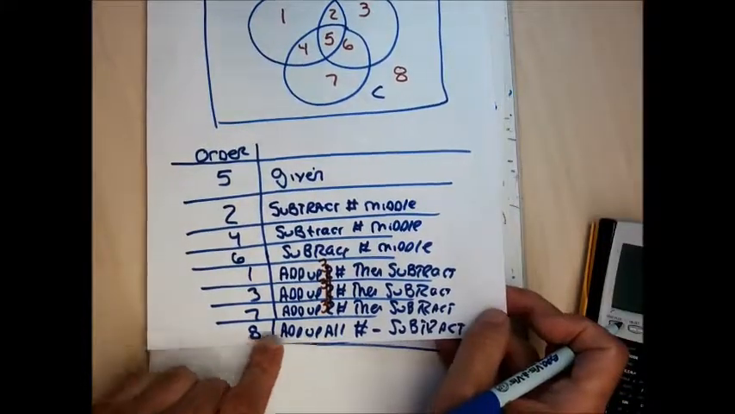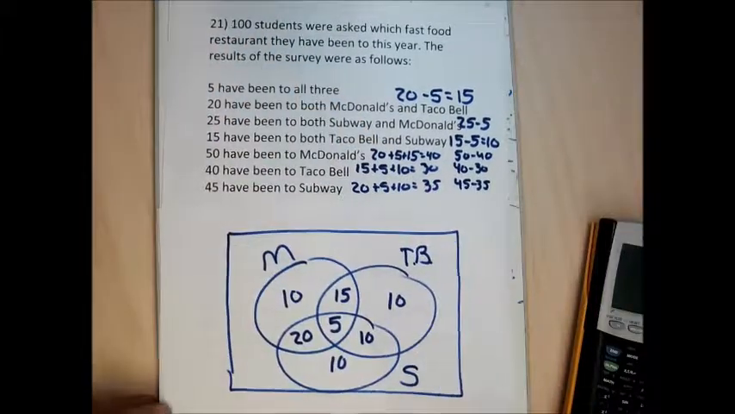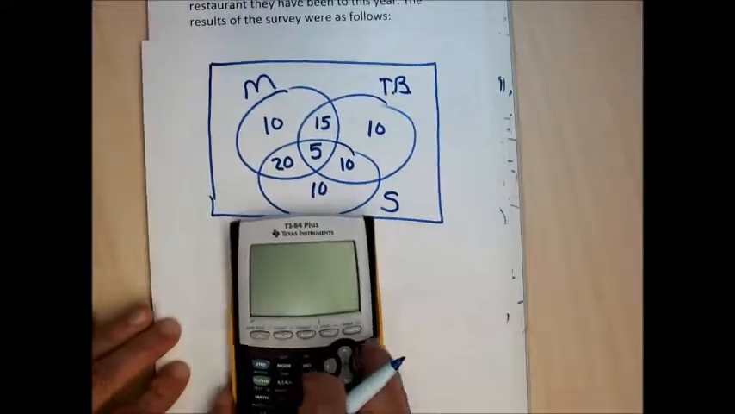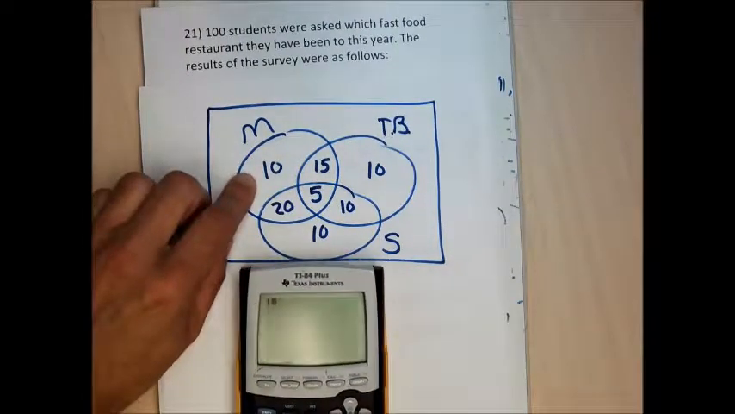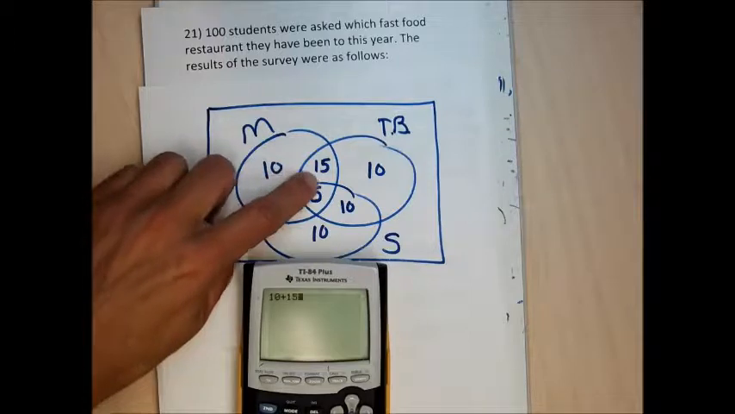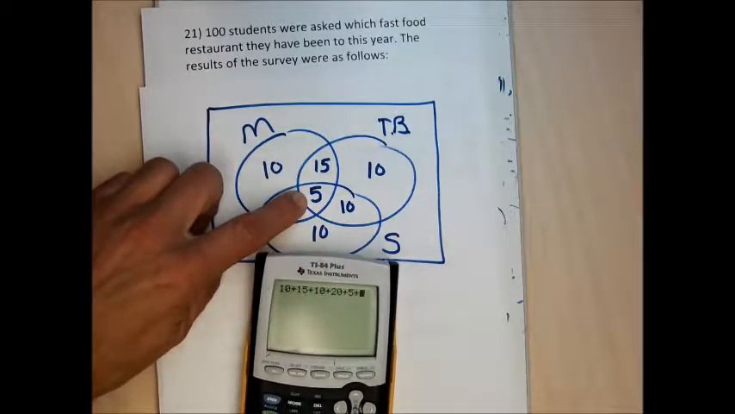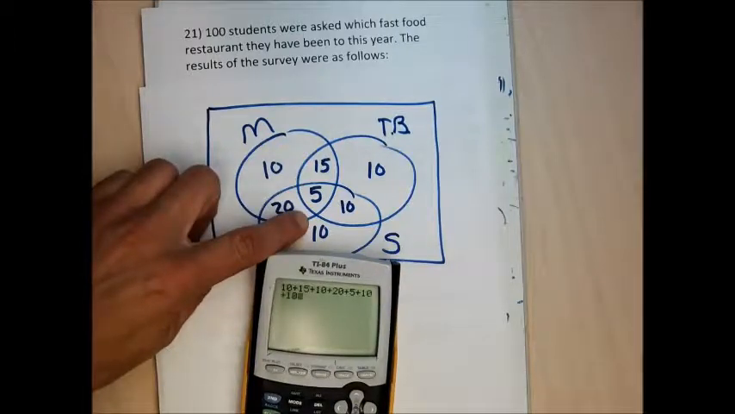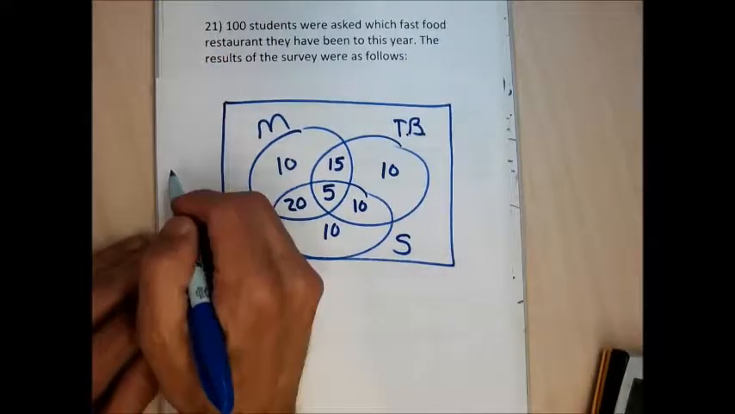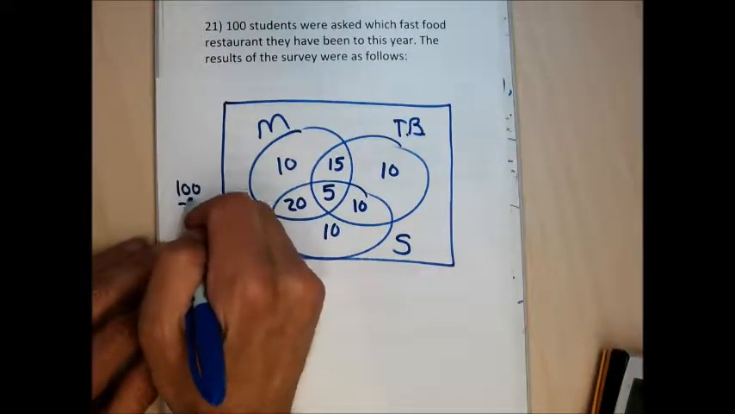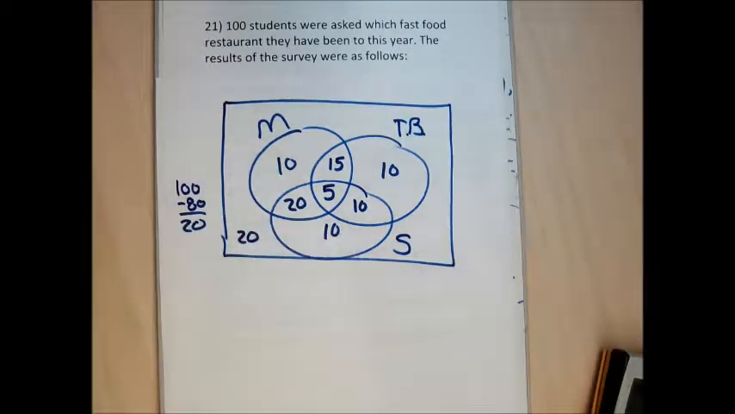Lastly, I do region 8, where I add up all the numbers and subtract from the total. And let's see if I can do that now. So I'm going to go adding up all the numbers. 10 plus 15 plus 10 plus 20 plus 5 plus 10 plus 10. All the numbers added up to 80. I'm going to subtract from the total of 100 that were surveyed and get 20 that goes outside my circles.